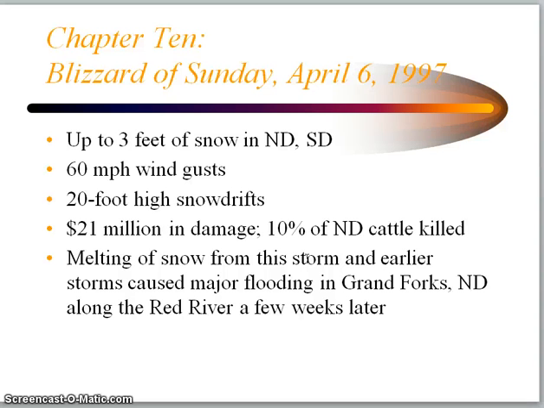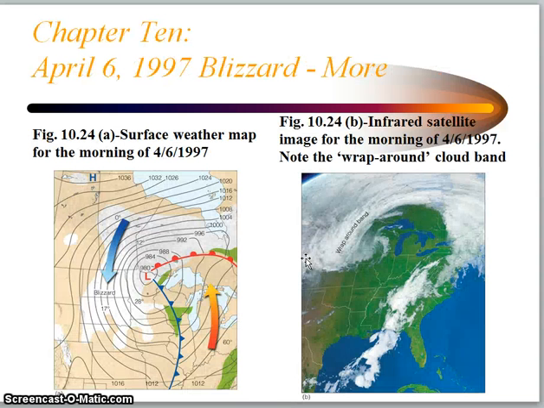In this blizzard, April 6, 1997, up to 3 feet of snow fell in North Dakota and South Dakota. Wind gusts of up to 60 miles an hour were recorded, with 20-foot-high snow drifts and $21 million in damage. 10% of the cattle in North Dakota were killed. Later on, a week or two later, it got very warm, and all that melting snow caused major flooding in Grand Forks, North Dakota.